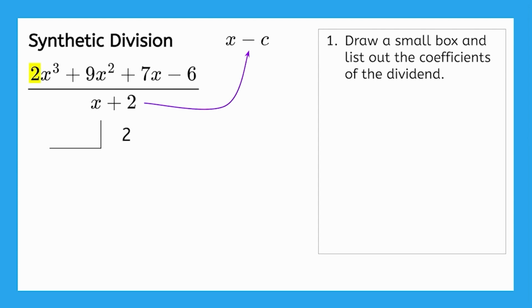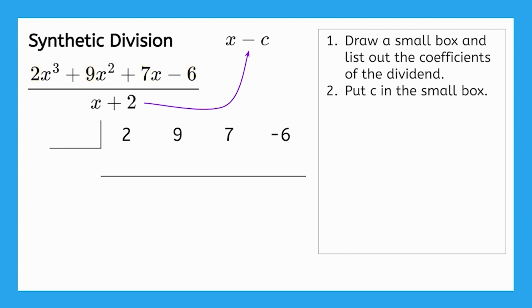Next to that, you'll list the coefficients of your dividend in the order of standard form: 2, 9, 7, and -6. Note that we do not need the variables here, just the coefficients. Under that row, leave a blank row for another row of numbers, and then draw a horizontal line, similar to if you were writing out an addition problem by hand.